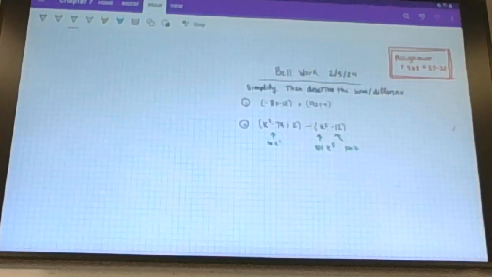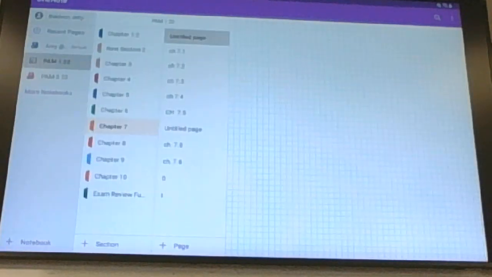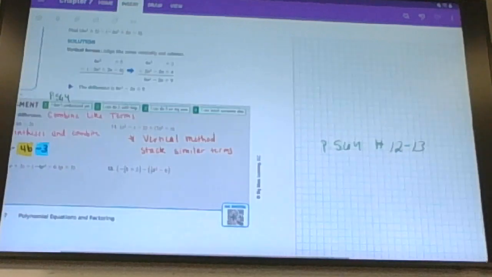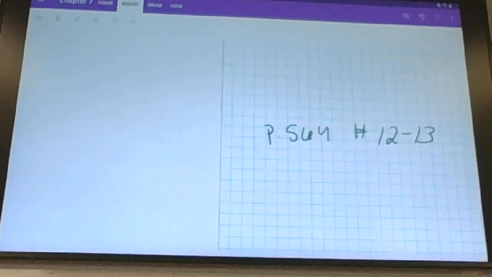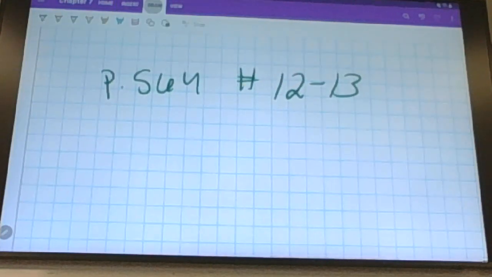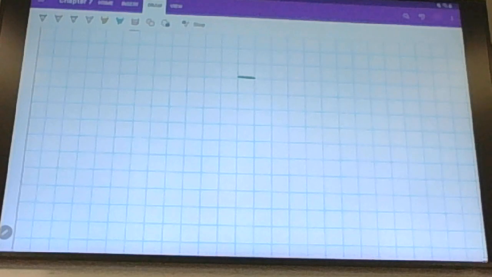Once you're done with Ballroom, you're going to open your book up to page 564, and we're going to do 12 and 13. This is classwork right now.